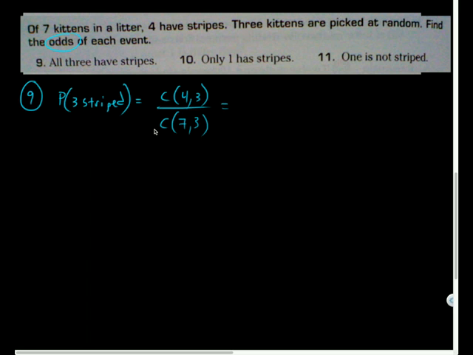Now, this is why I want to point out that this is a little bit more complicated if I did want to put this over failures and find the odds right away. Because not 3 striped contains a variety of situations. I mean, it could have been 1 striped, 2 not, 2 striped, 1 not, or all 3 not striped. So I'd actually have to find all of those individual probabilities and add them up. So that's why I choose to do it this way first.